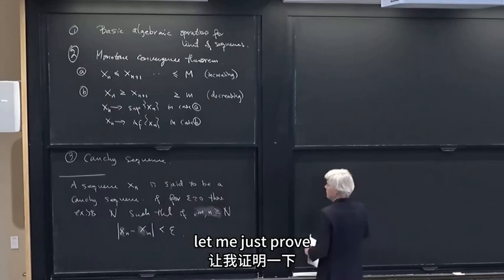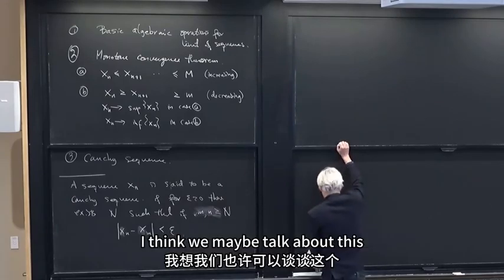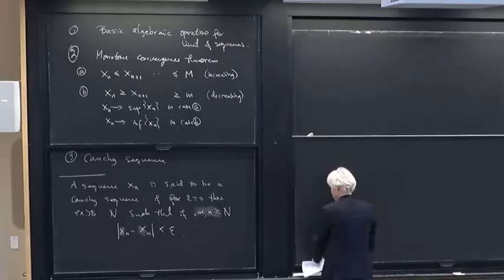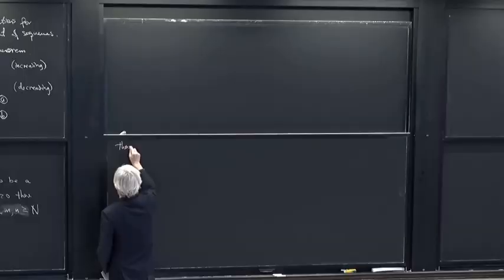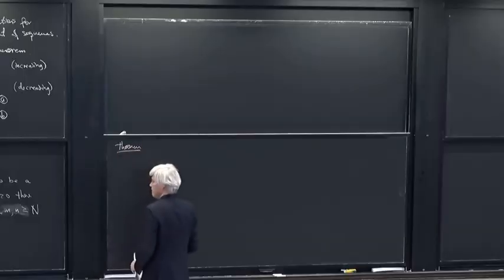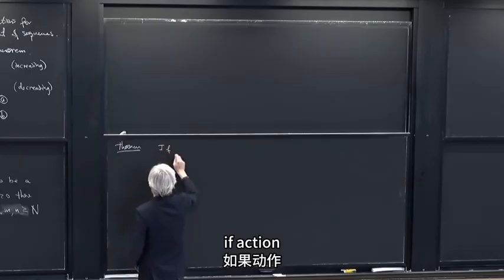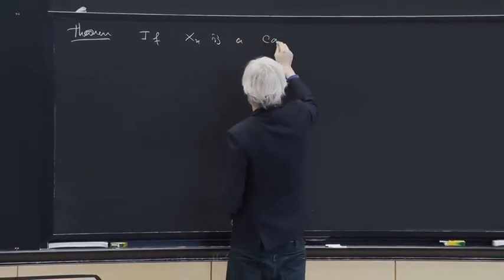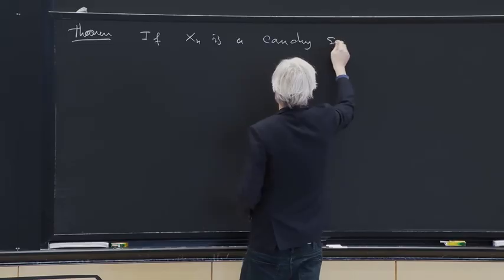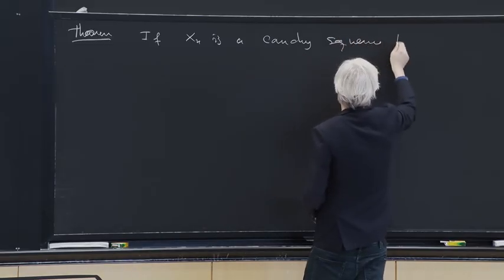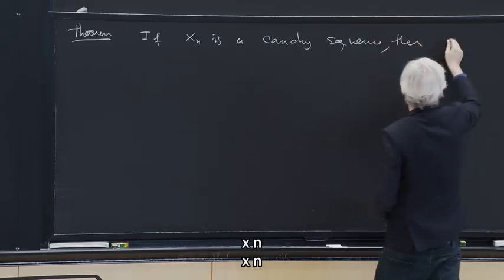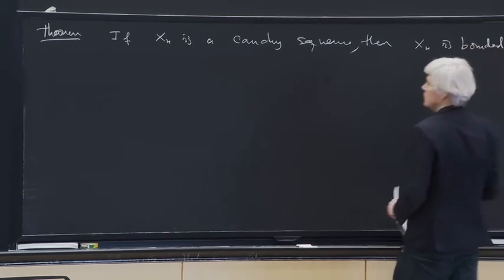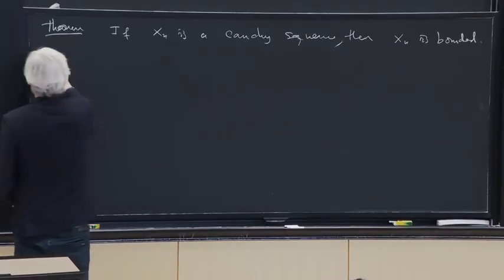Now, let me just prove a little theorem here. If xn is a Cauchy sequence, then xn is bounded. And so this is the proof.